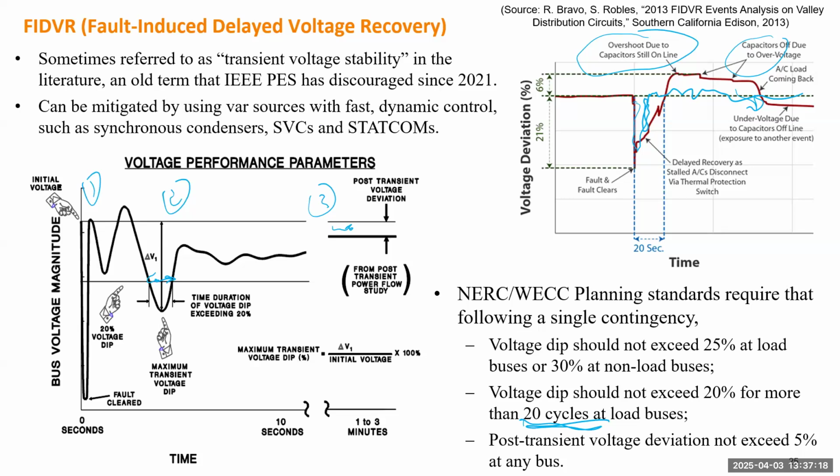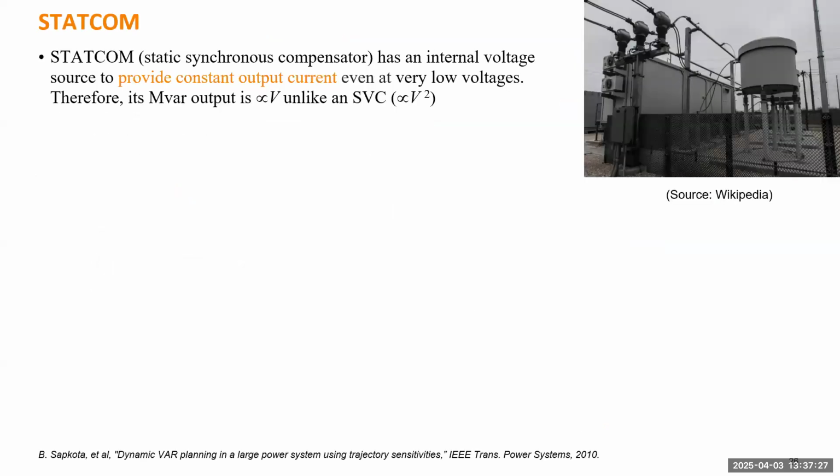Such a problem can be mitigated by SVC. And another device is called STATCOM. Actually, it is much better than SVC. What is a STATCOM? The STATCOM is a static synchronous compensator. The old name, if you read very old literature, is static synchronous condenser. But now the name is STATCOM.